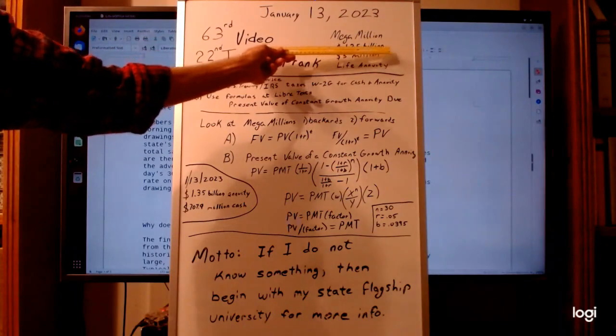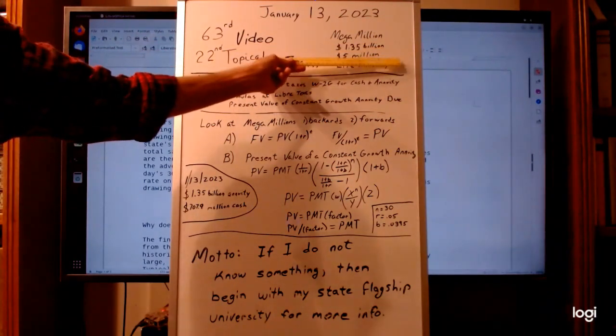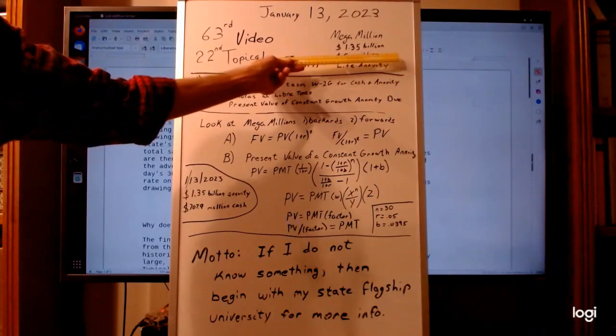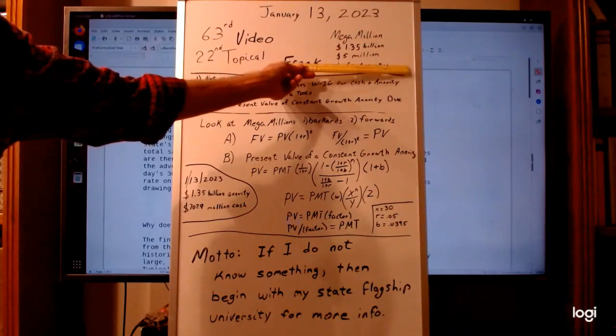The annuity is $1.35 billion, but let's also look at a $5 million annuity like you see at the state lotteries, and also let's look at a life annuity.